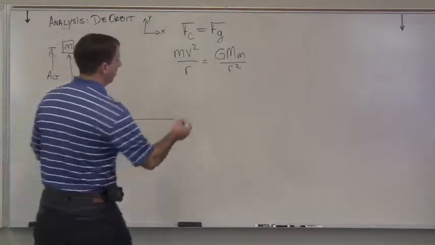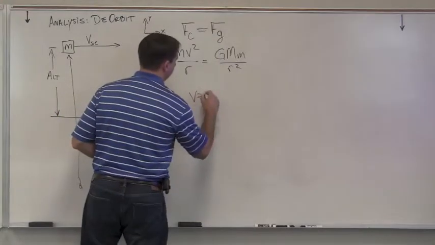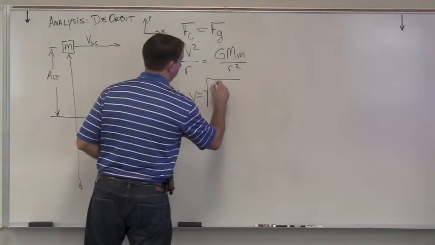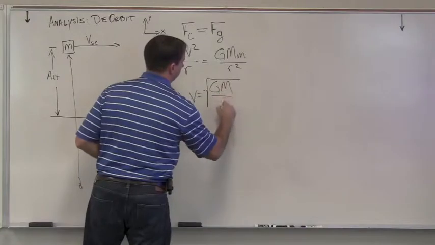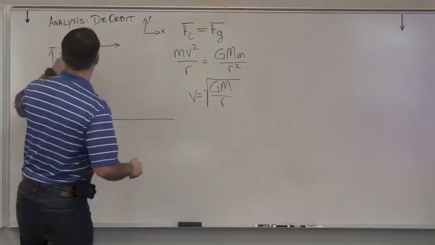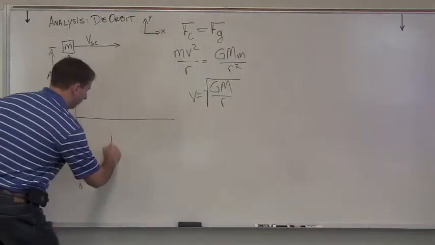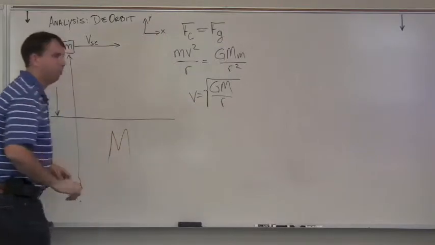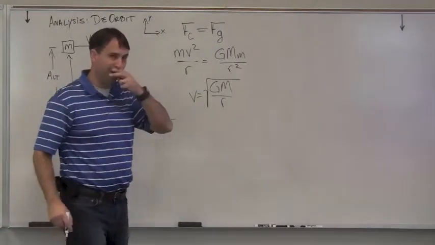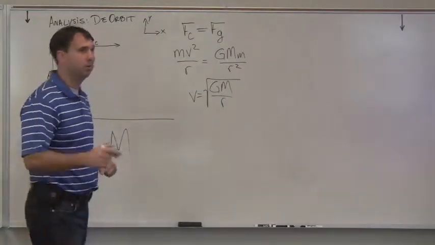To solve for velocity, velocity is the square root of big G, big M over r. Remember, little m is the mass of the orbiting thing, big M is the mass of the planet being orbited, and big G is Newton's gravitational constant.